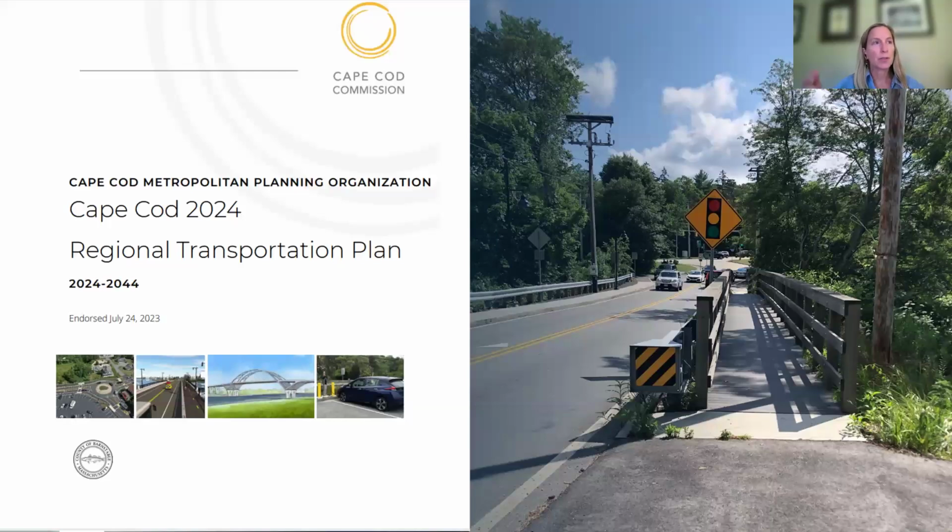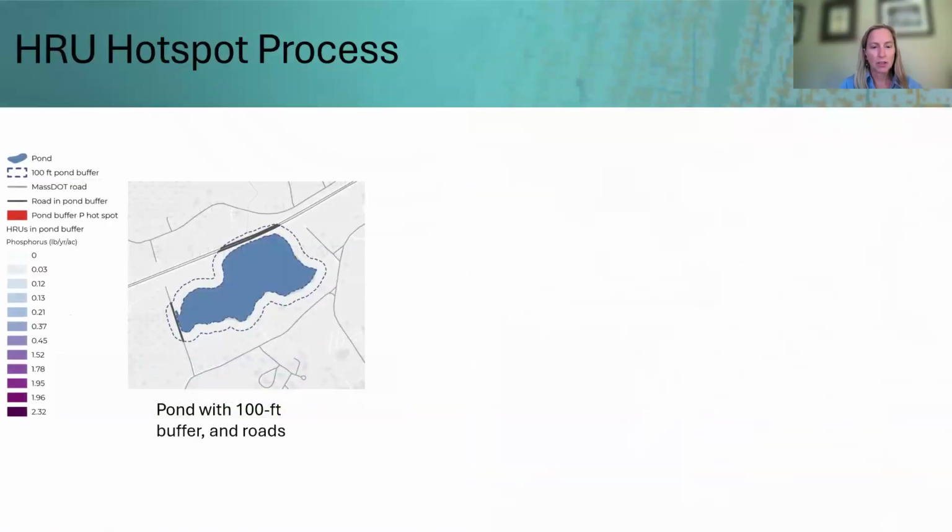So the process we used to generate hotspots, next slide, Tim, is detailed, albeit very much simplified, in these slides. Here we have a pond represented by the blue polygons, and we identified road segments around those ponds. Those are the gray lines around the ponds. And then we established a buffer. In this case, for this project, we used a 100-foot buffer. Where the road segments were inside that 100-foot buffer, we generated HRUs.